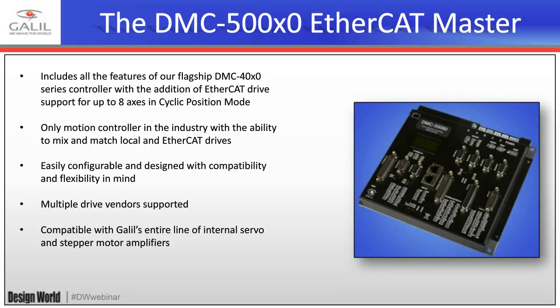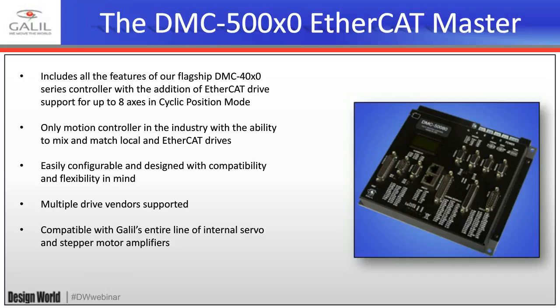And it gets a little confusing. You can have up to 8 EtherCAT axes, or 4 local and 4 EtherCAT, or 2 local. The confusion comes from the flexibility, and it is all configurable in software. You can replace a local axis with an EtherCAT axis with two commands. That speaks to the configurability and compatibility.